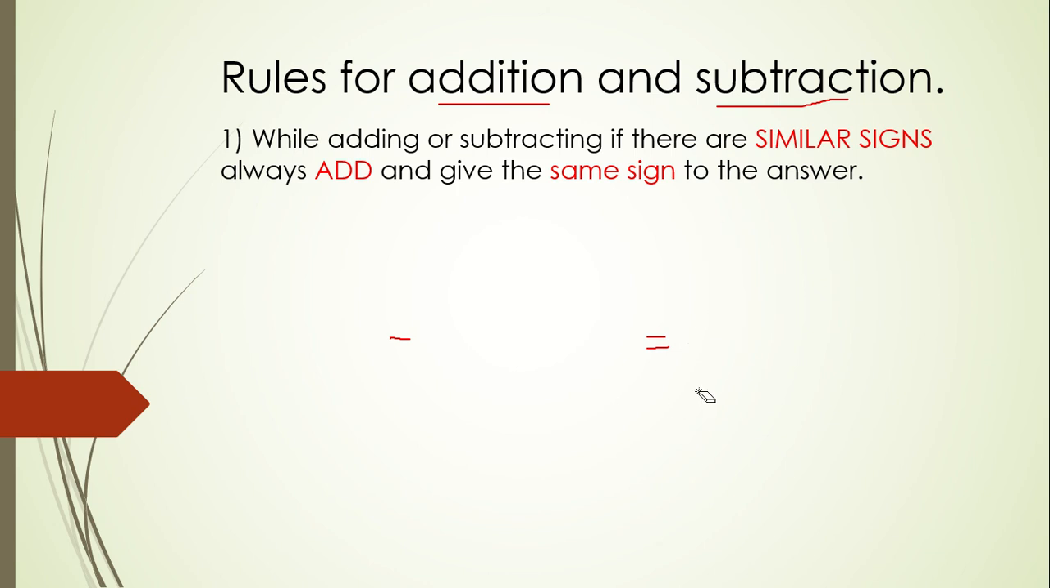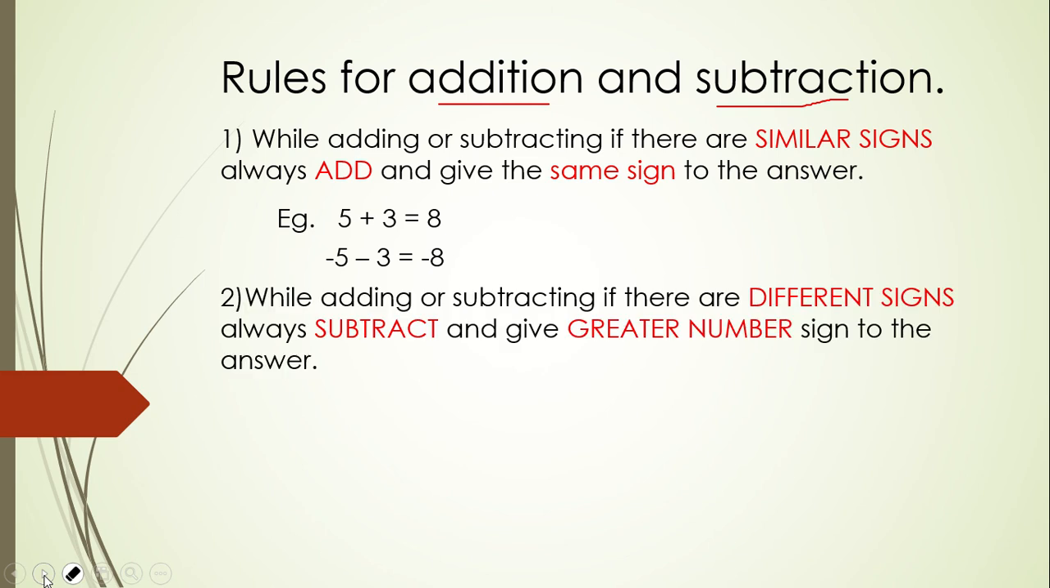Now next is, if there are different signs, then what should we do? But before that, just see the example. 5 plus 3 is 8, and minus 5 minus 3, again we are going to add only, but we are going to give the answer a negative sign in this case.